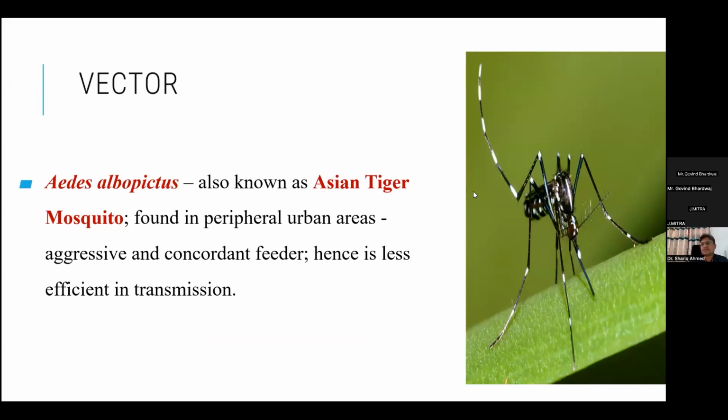It is a less efficient transmitter because it takes the full meal in a single bite. So it does not do multiple bites on a single human. It is less efficient, and a very aggressive feeder. These two mosquitoes are the major vectors of the dengue virus.